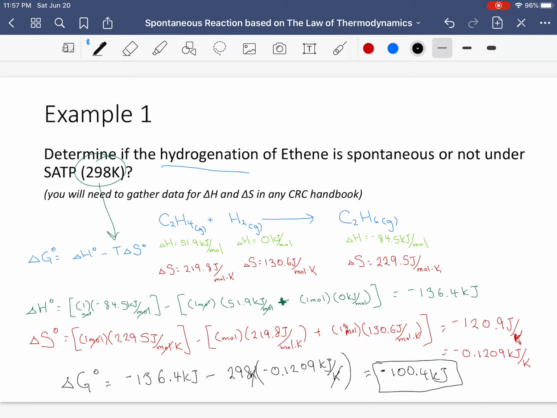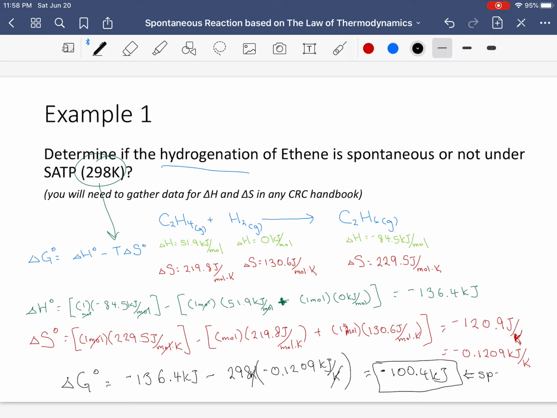Now, the number is not important, because the question is not asking me for what delta G is. What is the free energy for this reaction? I'm not asking for free energy. I'm asking to see if this reaction is spontaneous. Is it spontaneous? You can bet your bottom dollar it's spontaneous. How do I know? This guy's a negative number. Delta G is negative.